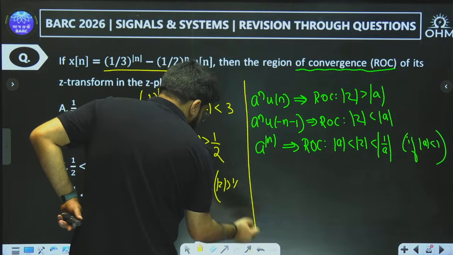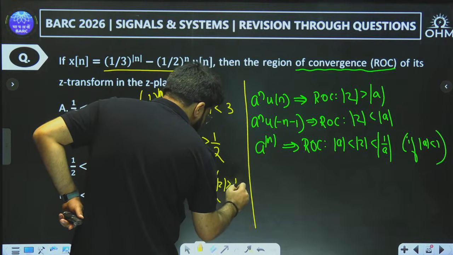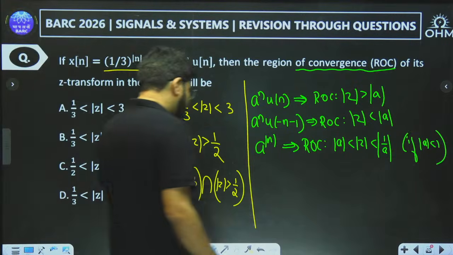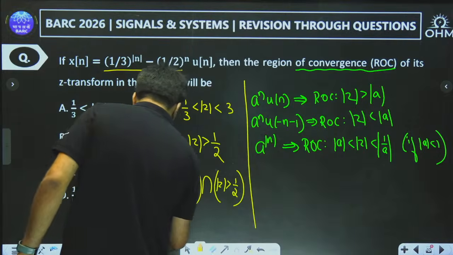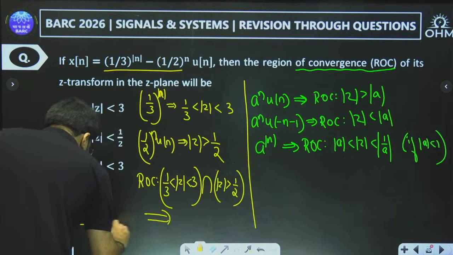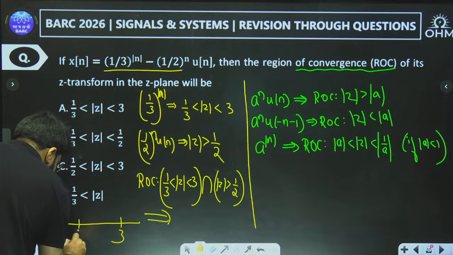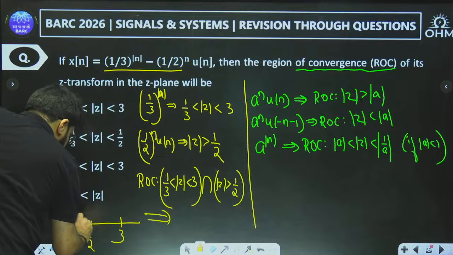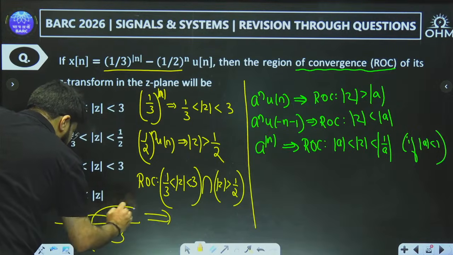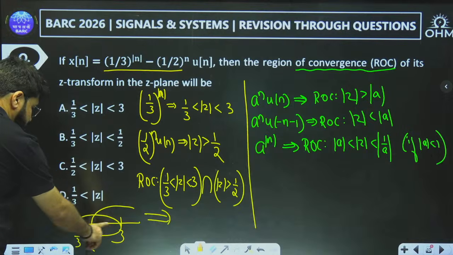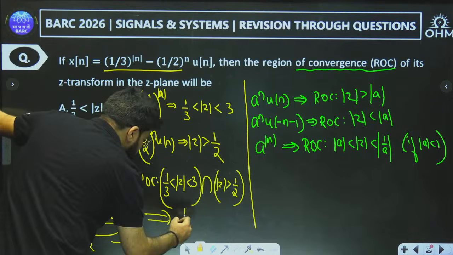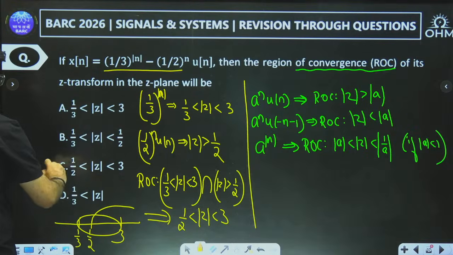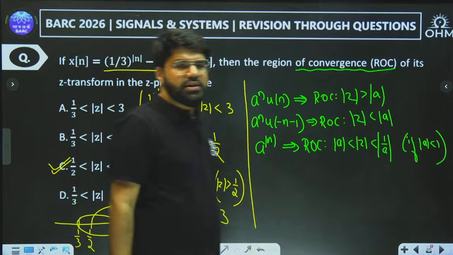|z| is greater than half. Okay, 1/3 to 3 and |z| greater than half. What is going to be the intersection? See, write down the numbers in sequence: 1/3, 3, and then 1/2 will be in between. You want 1/3 to 3 also, and you want greater than half also. So common will be half to 3, no? Half to 3 both will satisfy, so |z| less than 3. Okay, option C. Option C it is.